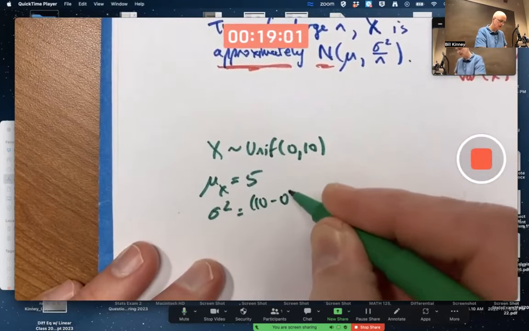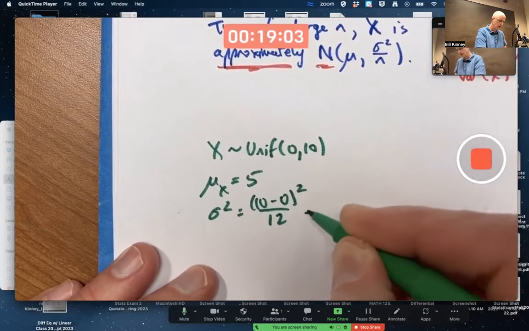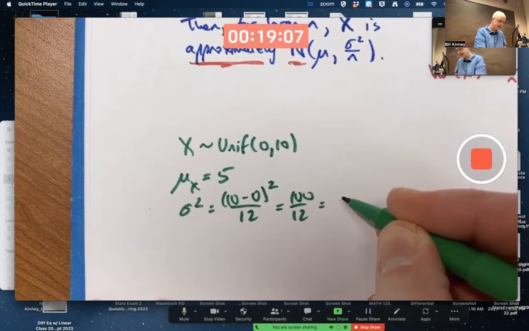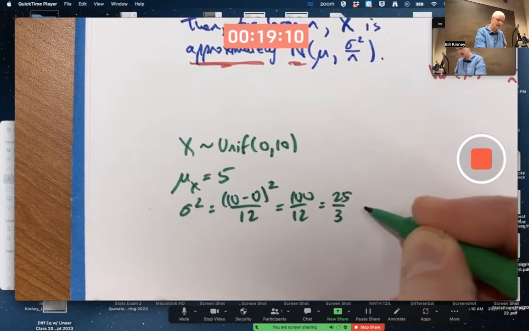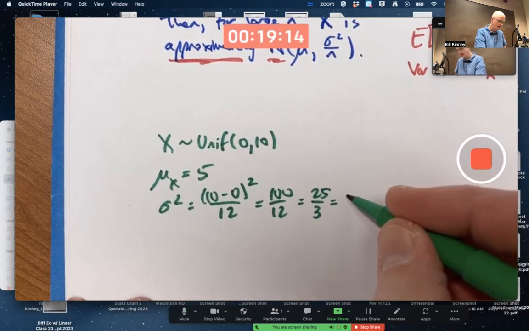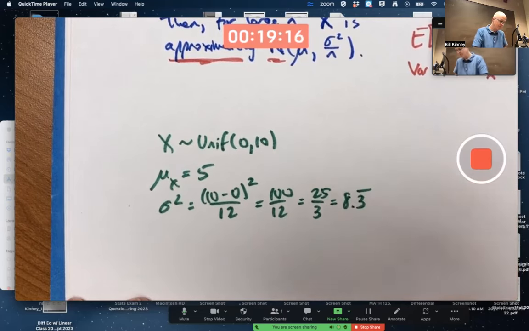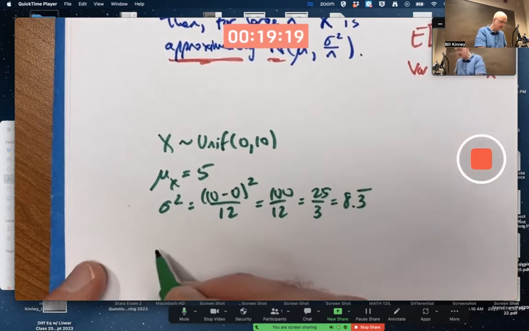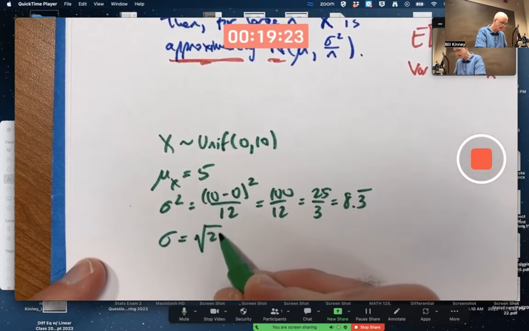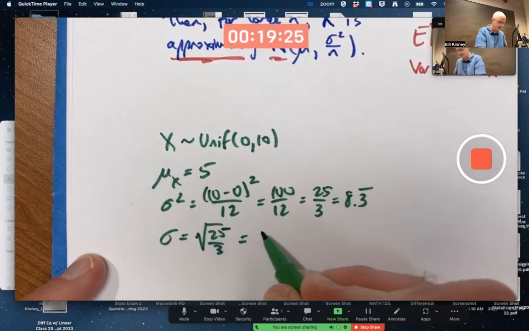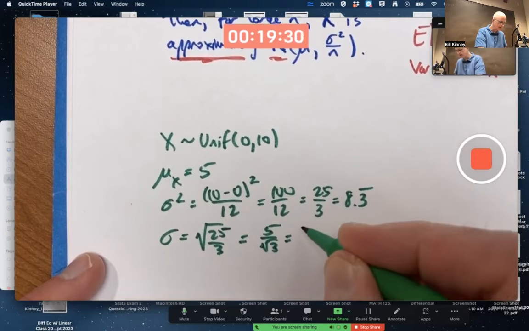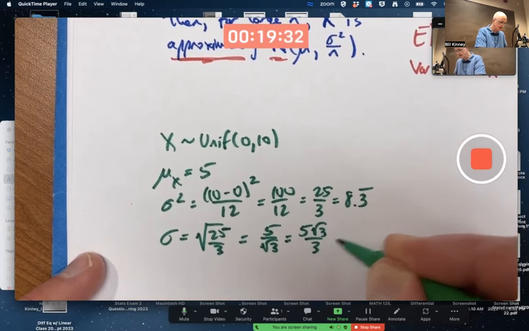(10 minus 0) squared over 12. 100 over 12. 50 over 6. 25 over 3. What would that be? 8.3 repeating. And the standard deviation is the square root of that, which you could write as 5 over root 3. And if you want to rationalize the denominator, that's the same as 5 root 3 over 3.